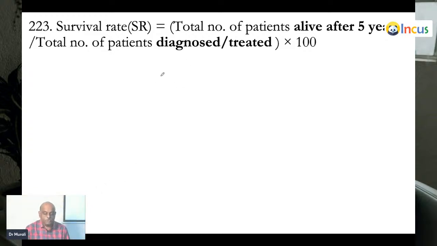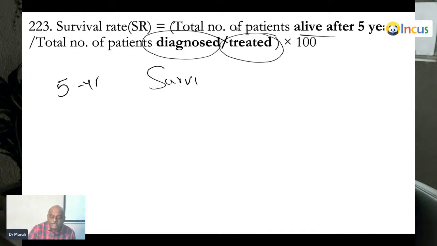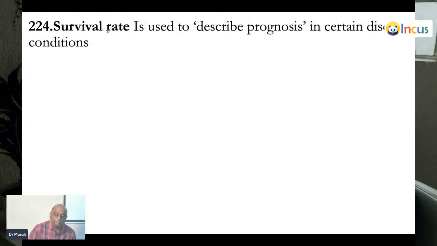Survival rate. So, what is survival rate? Basically, survival is after a given period of time, how many people who are diagnosed are still alive? So, whenever we say 5-year survival, that means the total number of patients alive after 5 years out of the total number of patients who have been diagnosed and treated, into 100, gives you the survival rate, is what you need to basically remember.